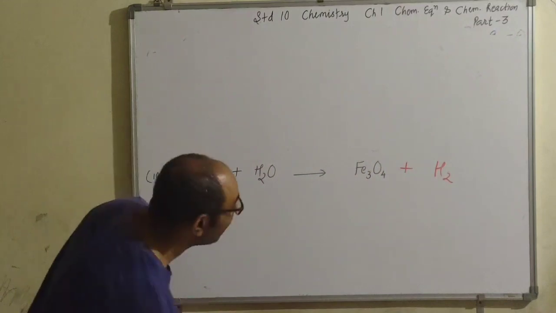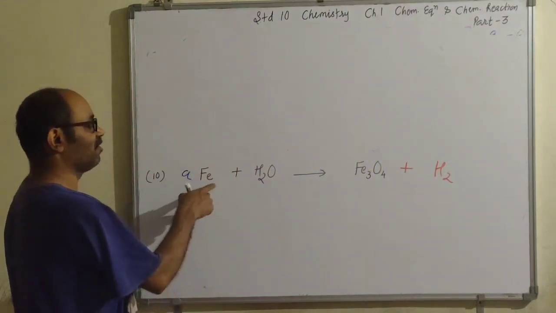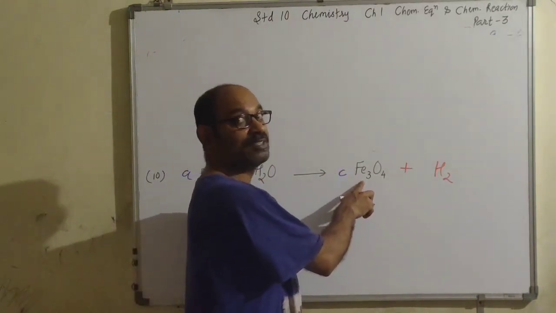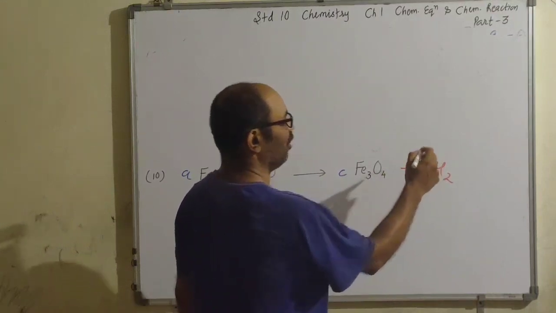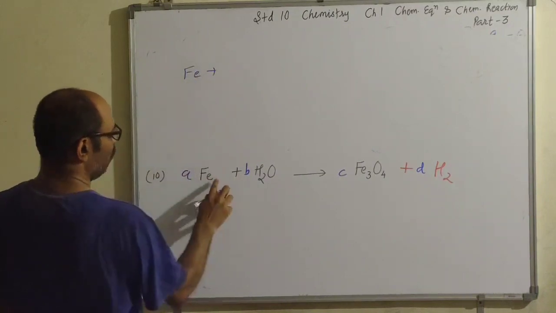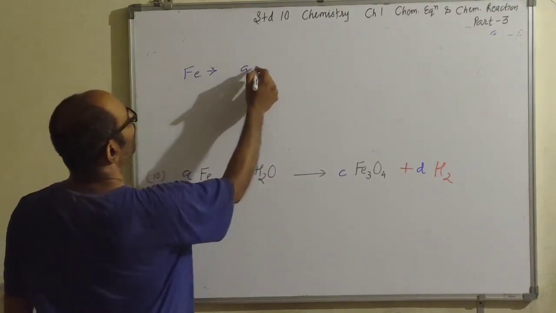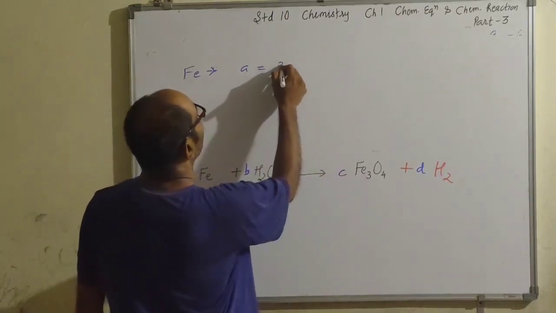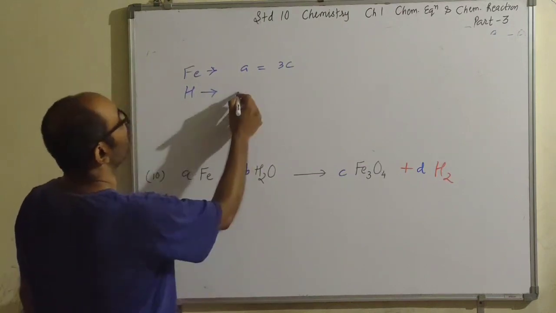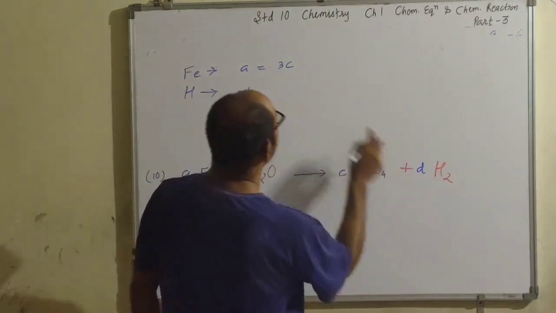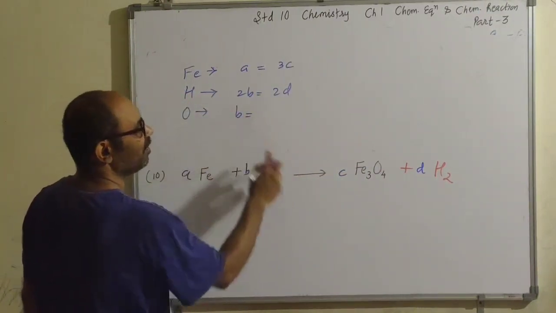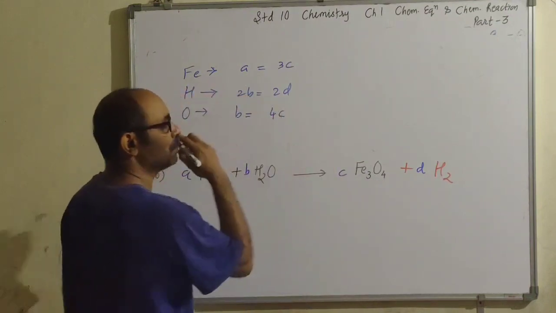Balancing now. Let me say A molecule, A atom, this is not a molecule, single atom, reacts with B molecules of water to produce C molecules of, this is called ferrous oxide, and D molecules of hydrogen. Chaliye, iron. First iron. 1 into A. Here iron 3 into C, 3C. Next is hydrogen. 2 into B, 2B. Hydrogen 2 into D, 2D. Then oxygen 1 into B, B. Oxygen 4 into C, 4C.